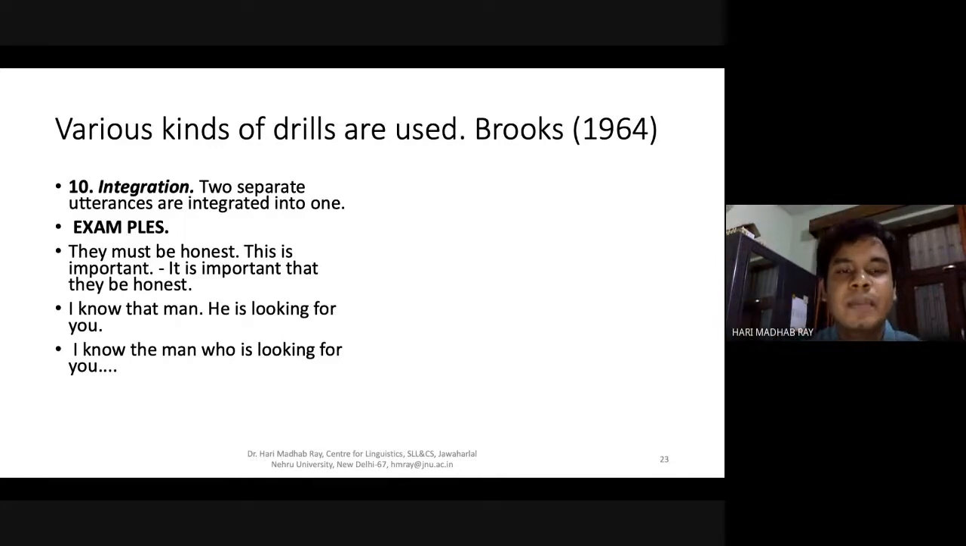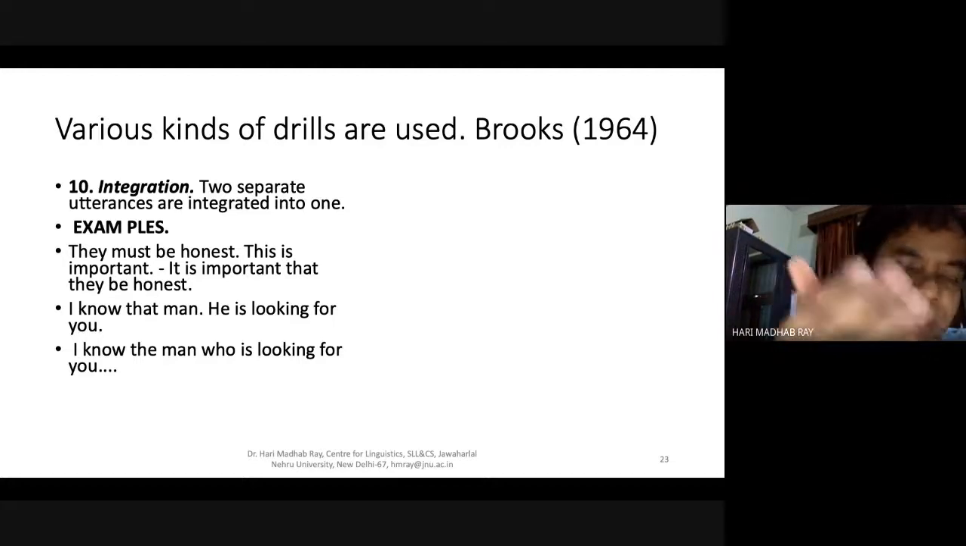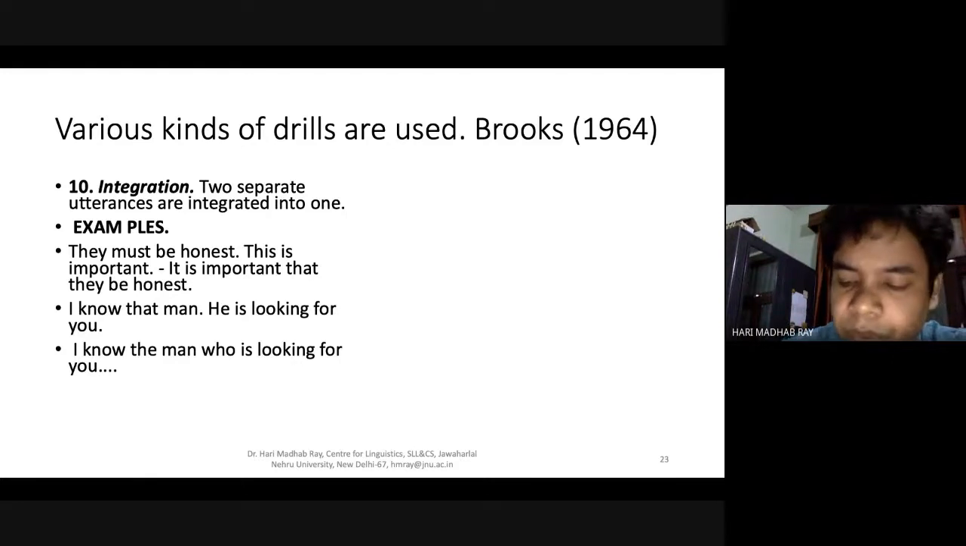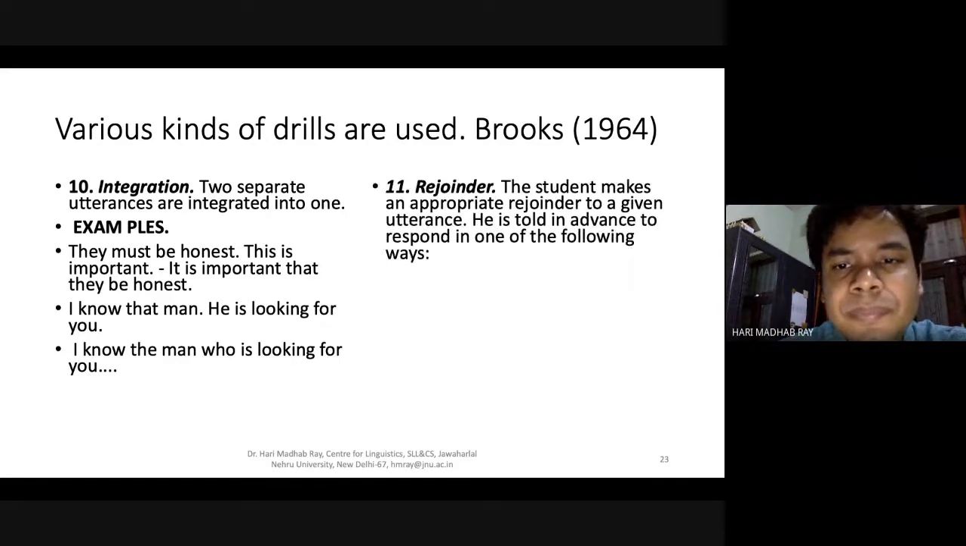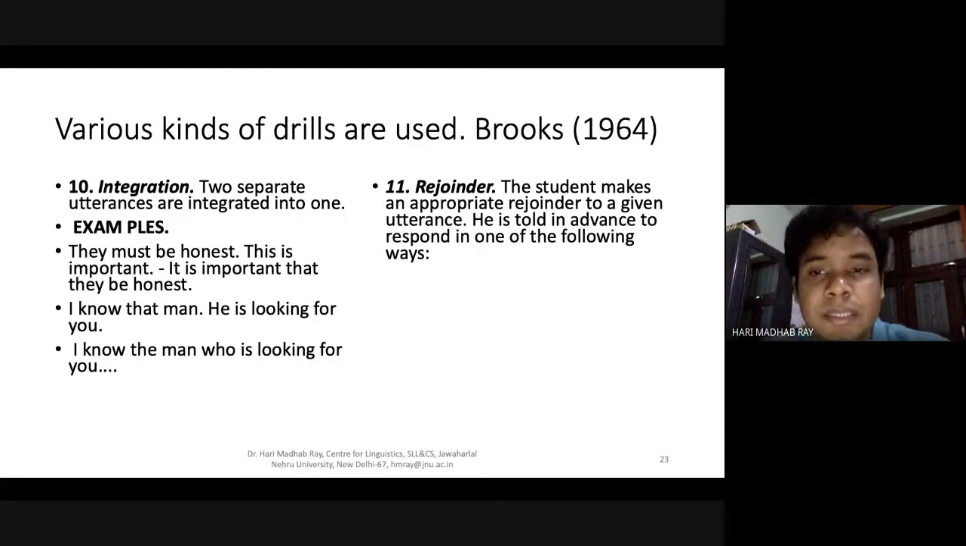So these can be integrated, conjoined together, you see. It is important that this is one of the things that can conjoin, but even WH questions can be a kind of conjunction. Different conjunctions are also there for that matter, and, but, and so, all that, so I'm not telling you in detail. Okay, and rejoinder: the student makes an appropriate rejoinder to a given utterance.